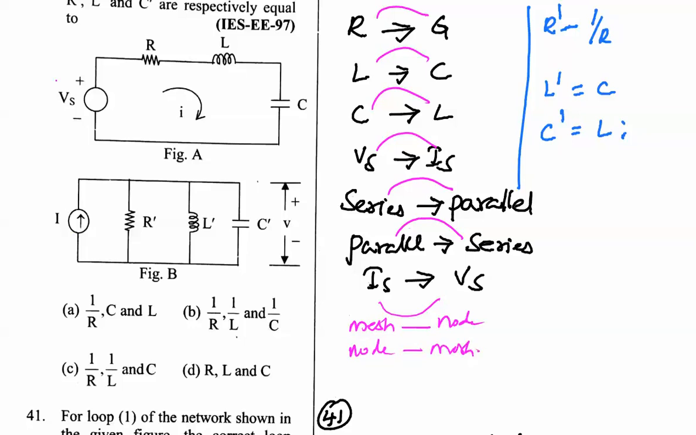According to this, here we have a series connection. So Vs becomes a current source here. R, the series connection, becomes parallel here. R becomes R dash, so R dash is going to be G, L is going to be C, and C is going to be L. So from this we will get the answer as A.